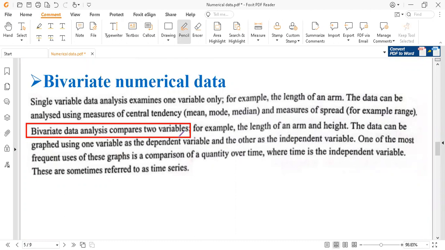Moving on to learn about bivariate numerical data. What do we mean by bivariate? In the previous slides, we talked about single variable data analysis, which examines one variable only. Now we examine two variables, for example to run a comparison between two quantities. So bivariate data analysis compares two variables. For example, the length of an arm and the height.